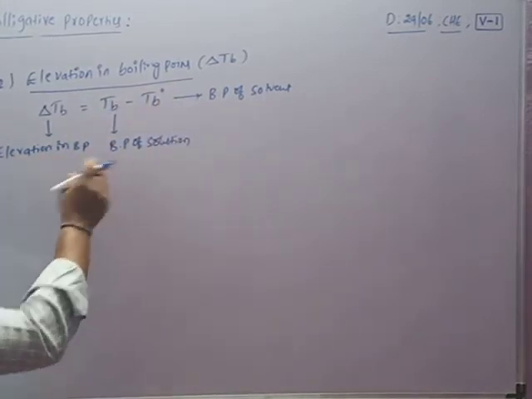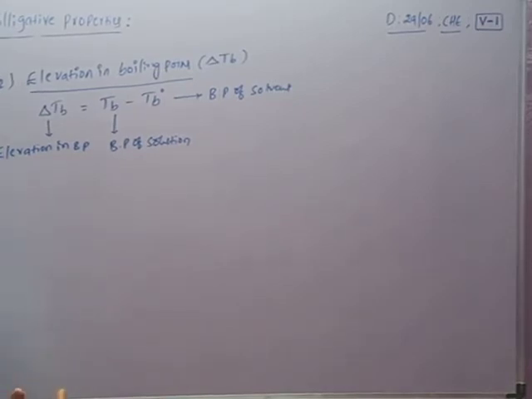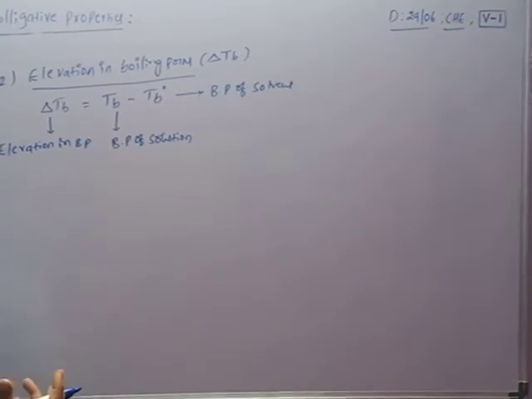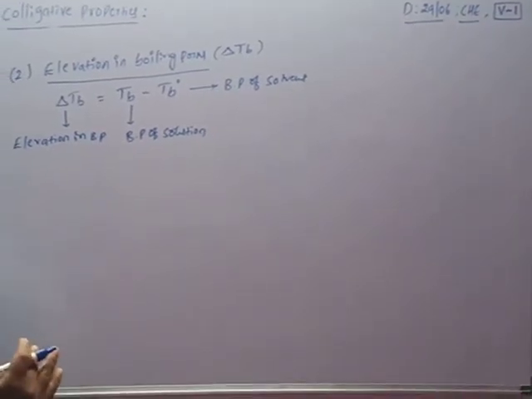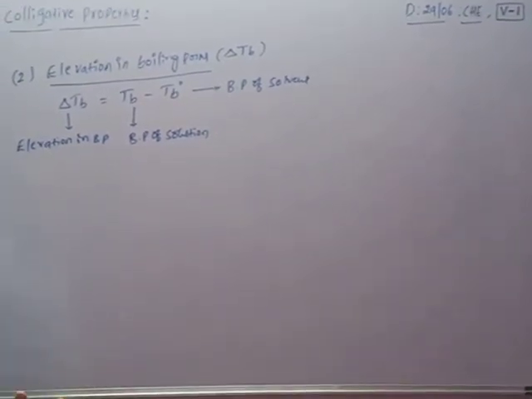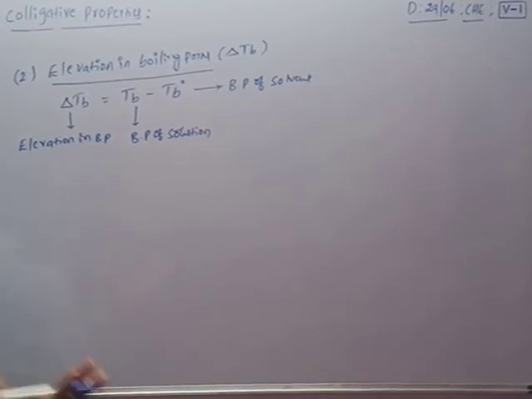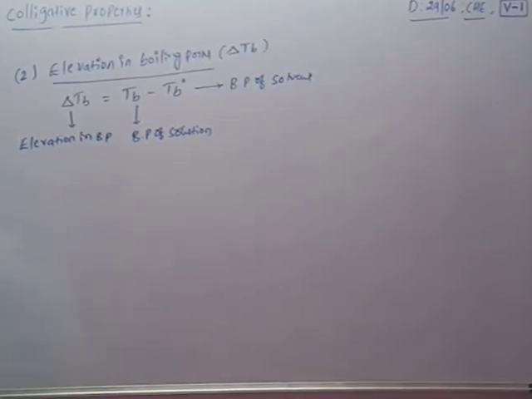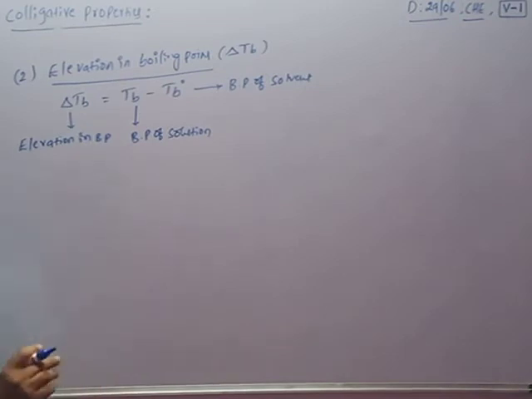Why does the boiling point of the solution increase? Because of the addition of a non-volatile solute to the solvent. The non-volatile solute decreases the vapor pressure of the pure solvent, and this leads to elevation in boiling point. It is explained with respect to a graph.